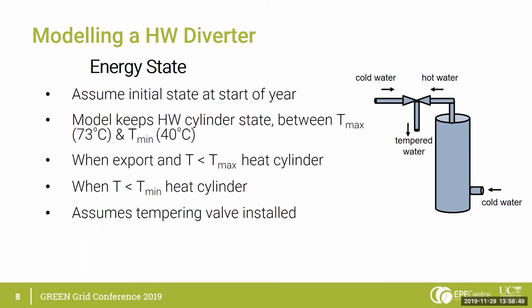So you export when T is above T max, when T is less than the T maximum of your hot water cylinder. And when it's less than T min, you're going to heat it regardless of whether there's export, just so that you keep some hot water in your cylinder. Because we're slightly increasing the temperature of the hot water cylinder, this also assumes that you have some sort of tempering valve, so you don't risk burning your householders.